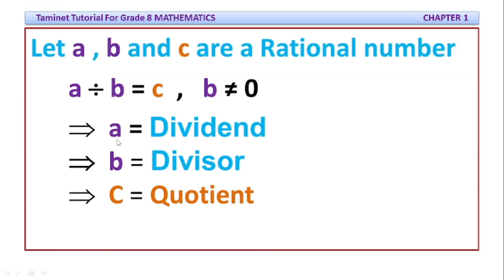We can call a the dividend, b the divisor, and c is said to be the quotient.